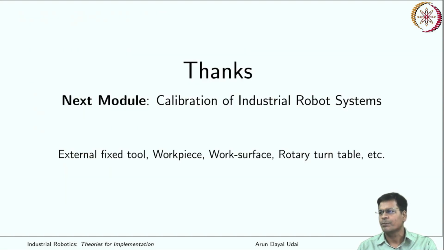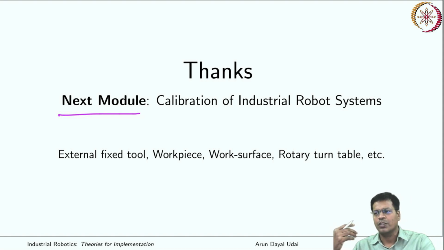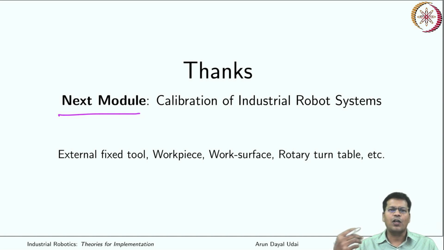So in the next class, we'll start with the next module, that is calibration of the industrial robot systems, the things which are also there in the workspace. That is the objects which are there. Okay, you have a fixed tool in the workspace, your workpiece, your work surface, your turntable if it is there. The frames attached to those external objects should also be known to the robot, so that it can make movements with respect to them also. Okay, so that is what your next module is all about.